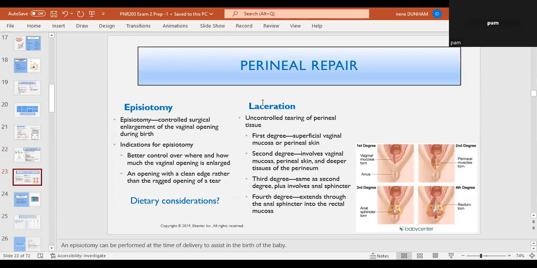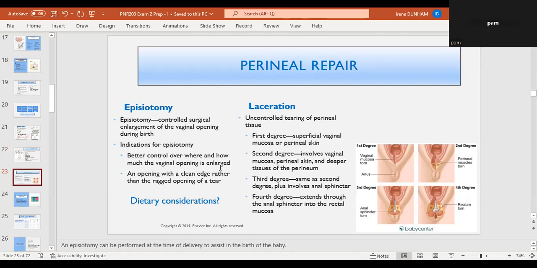All right. And here are your perineal repairs. And of course, again, going back to episiotomy. Now, episiotomy is a controlled surgical enlargement of the vaginal opening during birth. The indication for an episiotomy would be better control over where and how the vaginal opening is enlarged. Okay, so you've got a head that needs a little more room, you're going to go ahead and do an episiotomy. It's always better to have a clean edge, like I always said, the surgical cut rather than a ragged opening.